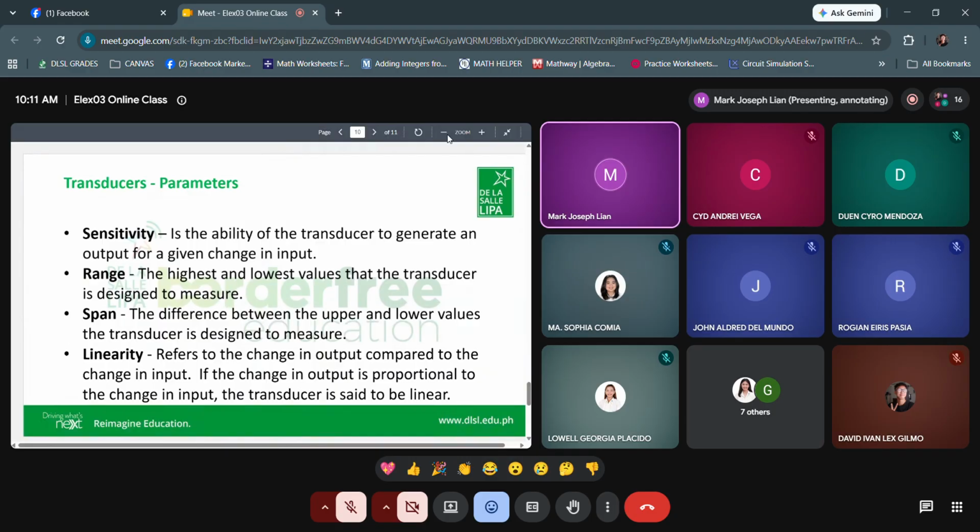Linearity refers to the change in output compared to the change in input. So, ibig sabihin, habang tumataas yung actual temperature, tumataas din ba yung actual current produced by our sensor? So, that corresponds to linearity.